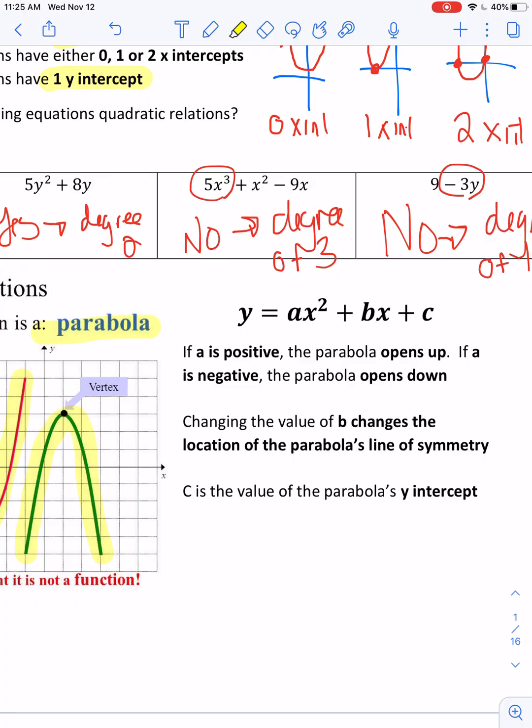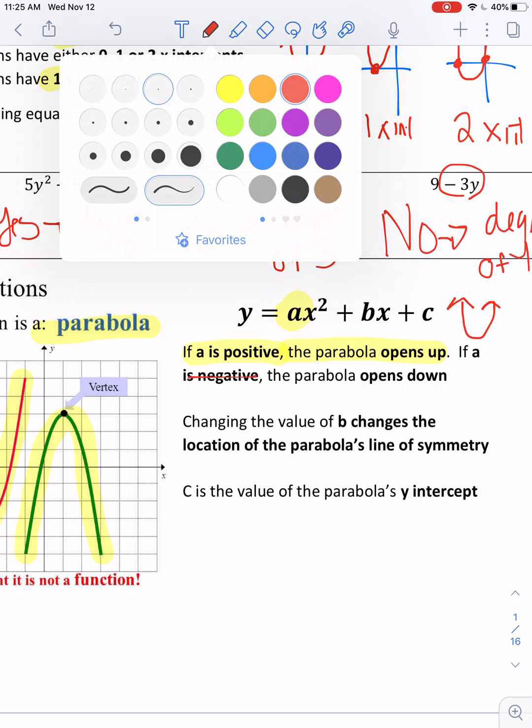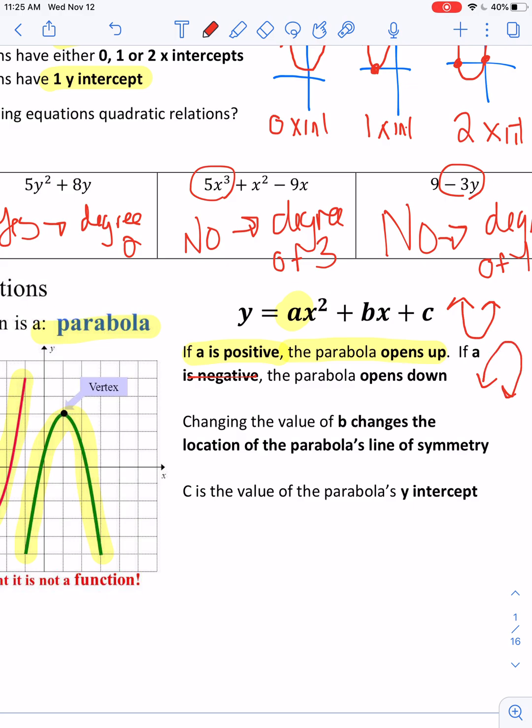So a general rule of thumb, if a, so a is the coefficient in front of your x squared, is positive, your parabola opens up. And again, a parabola that opens up looks like this. If a is negative, your parabola opens down. So again, it would look like this. We don't really need to know about b, but it does change the location of the symmetry of your graph, but there's not too much that we will get asked about b. c is pretty important though. So when we're in expanded form, so meaning we don't have any brackets, our c value is our y-intercept, so that will show up quite a bit.